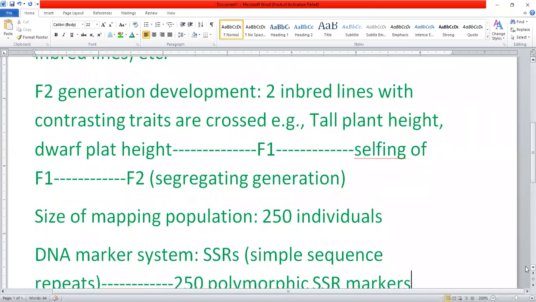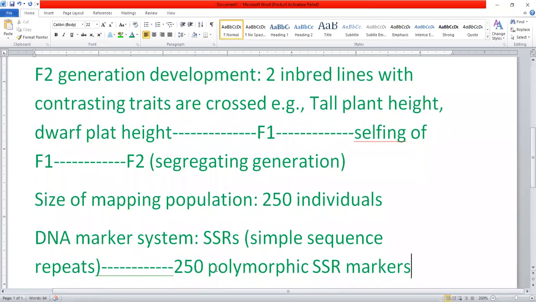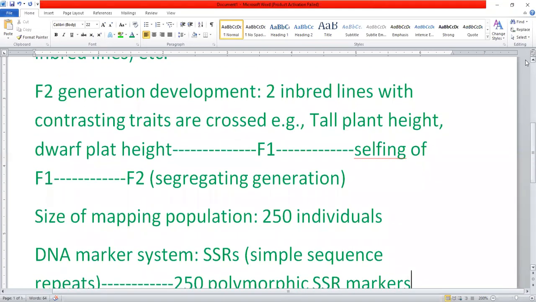Polymorphic SSR markers means these 250 SSR markers have different forms in these two parental inbred lines. So maybe the size of each of these 250 polymorphic SSR markers is different in the two parental inbred lines used to develop the F2 population.